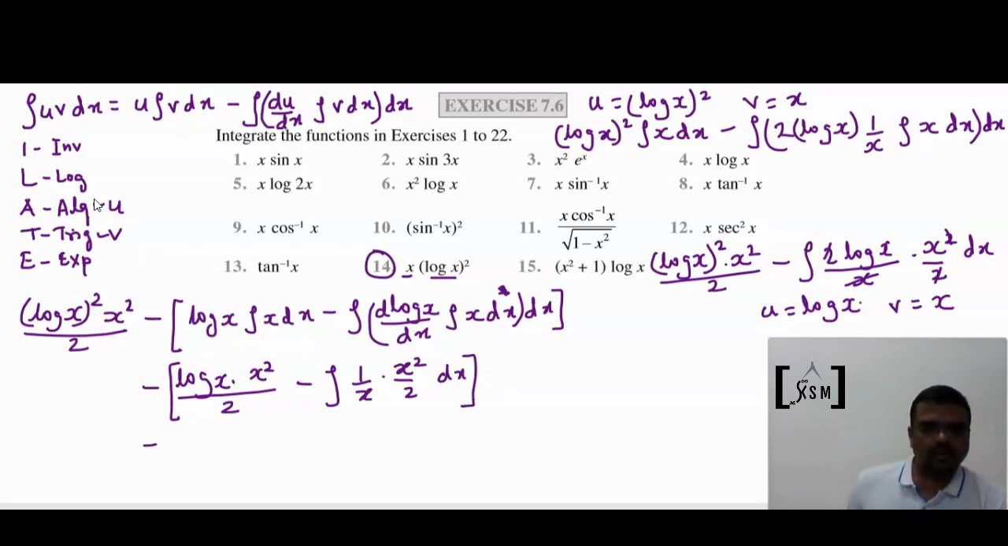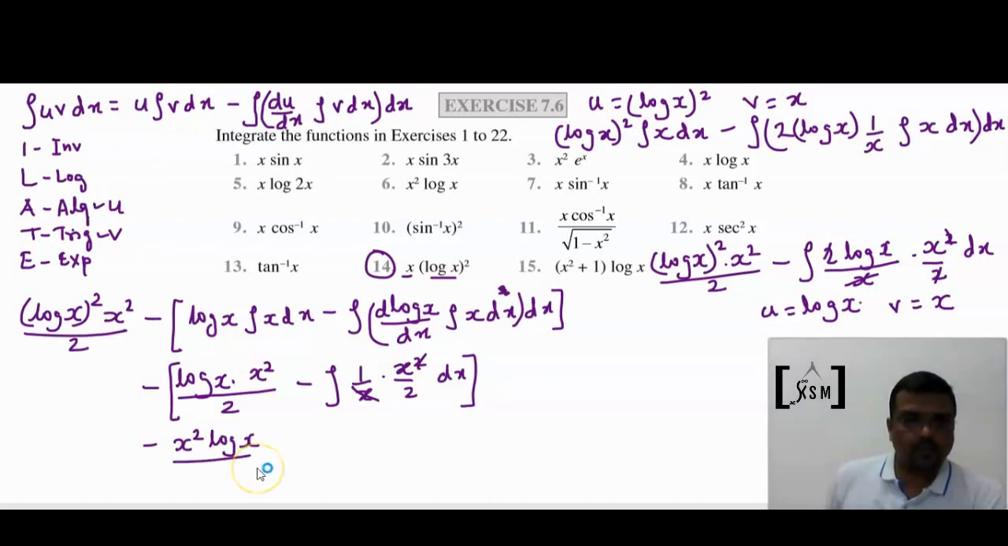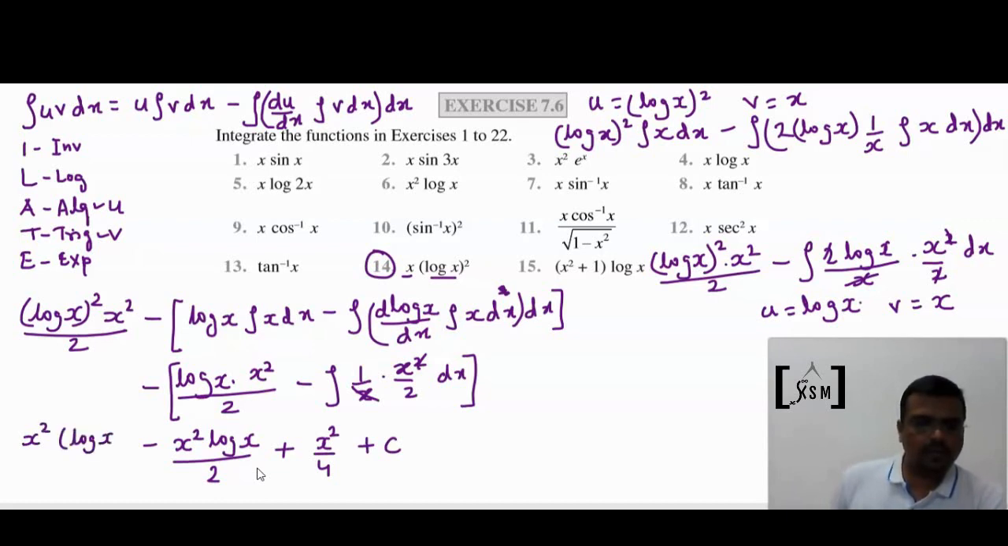minus, let's simplify it, this x and 1 x cancel. We'll just break the bracket now. So x square log x over 2, and because we are breaking the bracket, plus x over 2 integration would be x square over 4, and at the end we'll give plus c, and this part was x square log x whole square over 2. So this was the end.